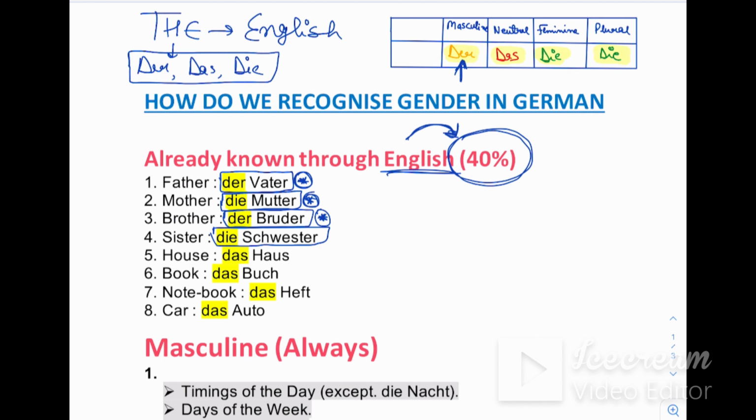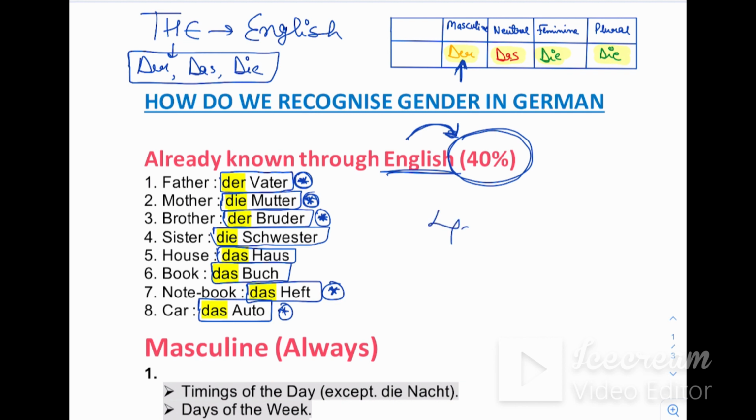House cannot be masculine, it cannot be feminine. House is neutral. Das Haus. Again, book cannot be masculine and cannot be feminine. Again neutral, that's why das. Again, notebook cannot be masculine or feminine, that's why das Heft. These are some tips and tricks. Now car is Auto. Auto cannot be masculine and it cannot be feminine, so das Auto. I hope this first point is clear, that it is already known through English.